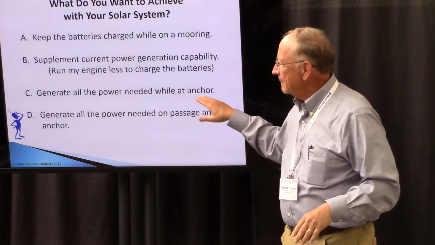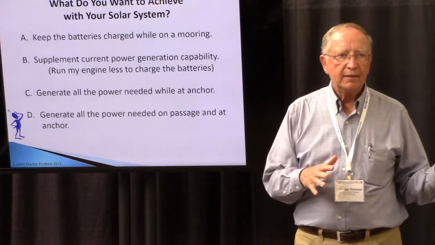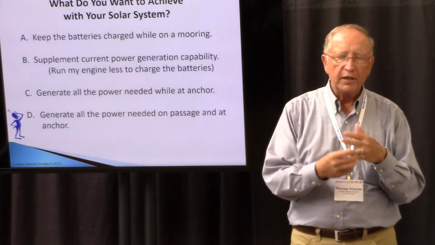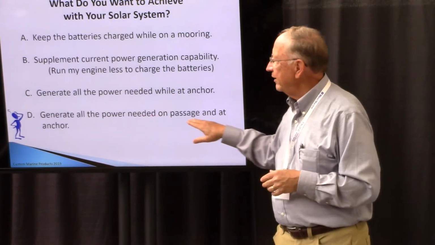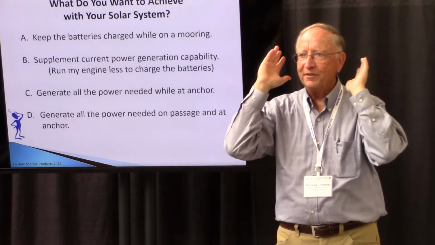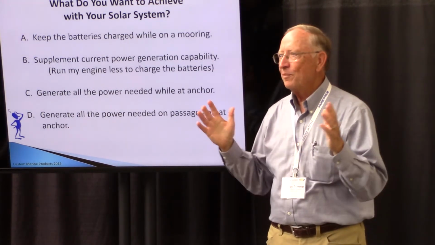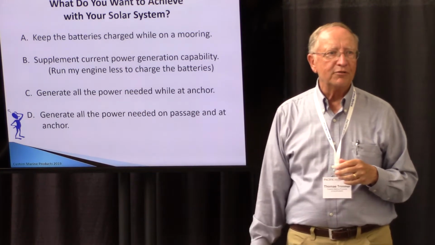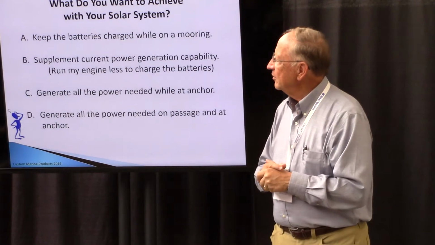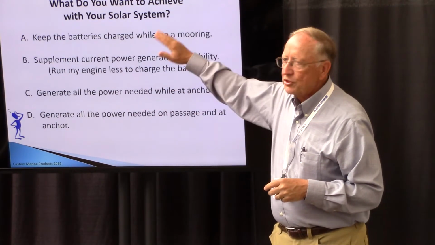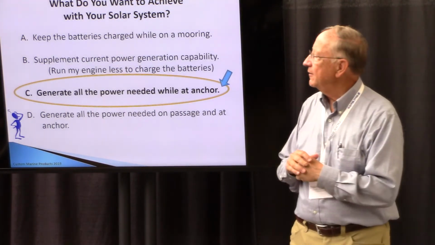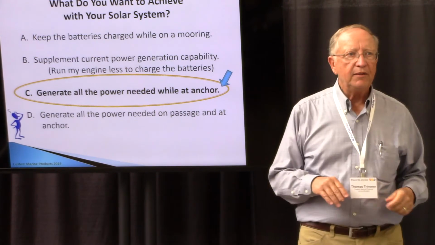So that's C. And D, when I'm underway, I've got a different power usage with my autopilots and my instruments and things. I want all the power I need when I'm under passage. So I want my solar system just to take care of it. I want to sail around the world, don't bother with power. I want enough power. So those are different kinds of scenarios. And each of you have a scenario that you may want. And of course, there's different costs in each one. So what we're going to do is we're going to take scenario C. We want to generate all the power we need while we're at anchor.